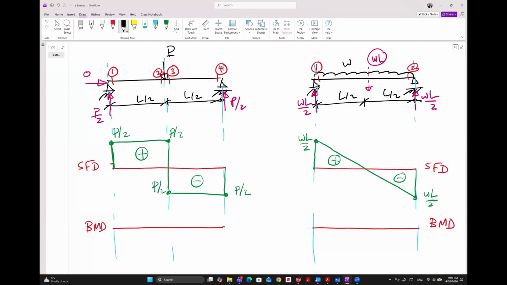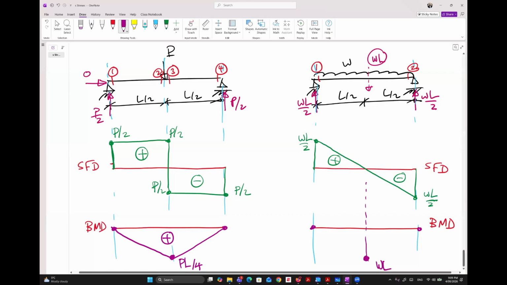For the bending moment, as you remember, we have 0 here and 0 here. We connect them with a straight line, and this is positive. Here 0, here 0, in the middle. How much is the value in the middle, guys? WL squared by 8, and we connect it with a parabola, and positive.